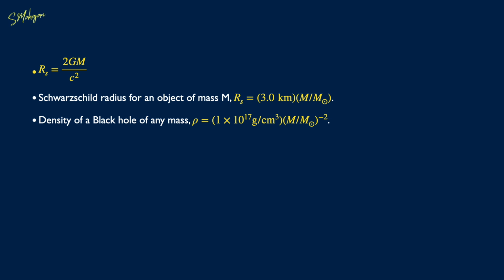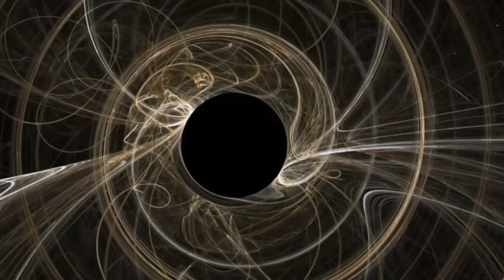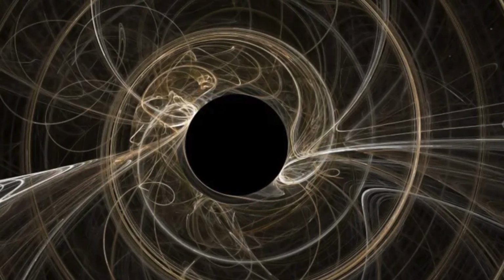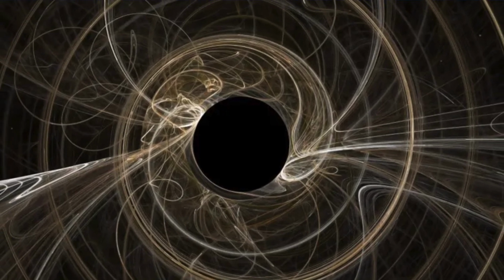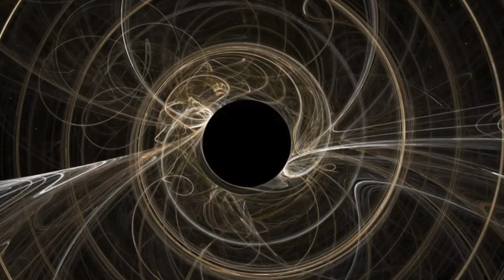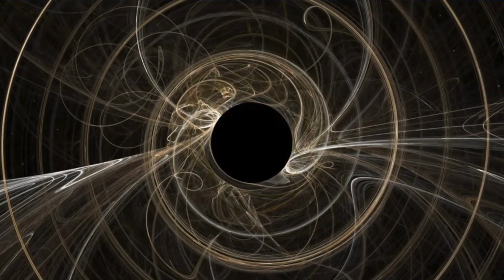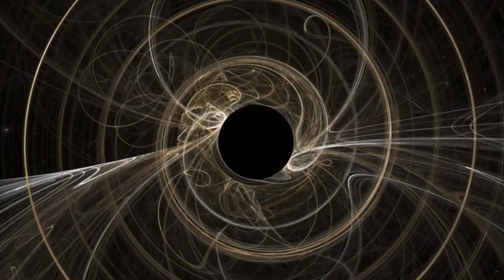Since we know the density for a 1 solar mass black hole, we can now write the density for any other mass black hole as given by this expression. By the time the mass of a black hole reaches 100 million solar masses, the density is only a few grams per cubic centimeter, which is just a few times the density of water.